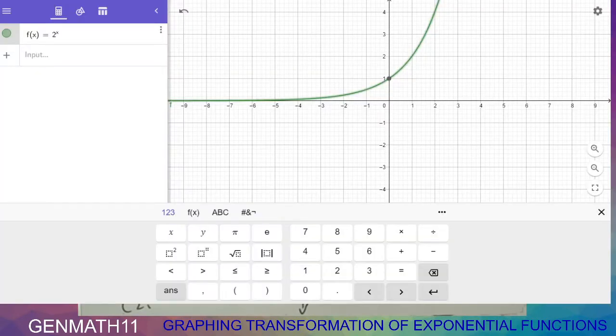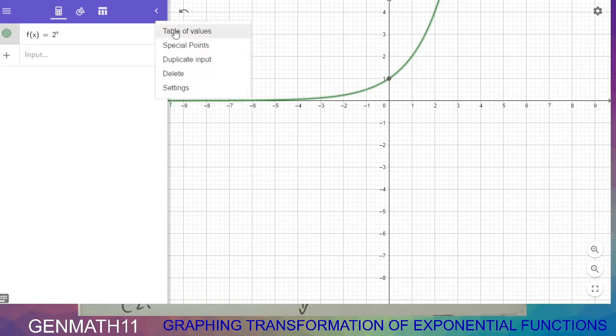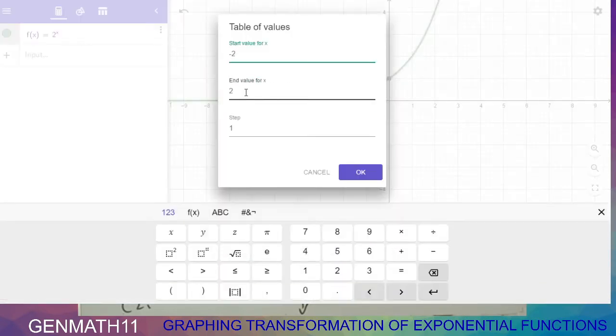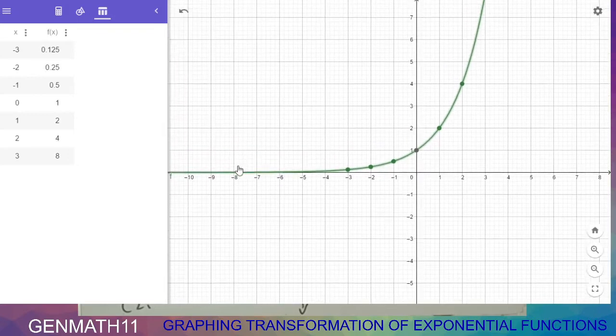Okay. So ito yung graph ni f of x is equals to 2 raised to x power. Then i-graph na lang natin yung ating reflection ng ating graph ng f of x is equals to 2 to the x power. Okay? So lagyan muna natin siya ng table of values, from negative 3 to positive 3. So, tama yung ating kaninang values.